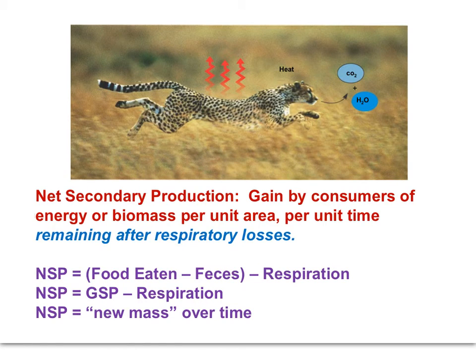Respiration provides the energy for movement, among other cellular activities. So net secondary production is the gain by consumers of energy or biomass per unit area per time remaining after respiratory losses. Net secondary production is food eaten minus feces minus respiration, or net secondary production is GSP minus respiration. Another way to think of net secondary production is the new mass over time. As a last note, if GSP is greater than respiration, then the consumer gains mass. If respiration is greater than GSP, then the consumer loses mass.